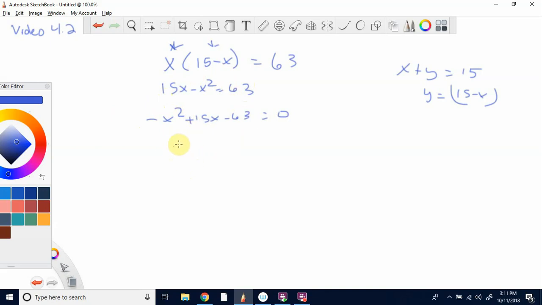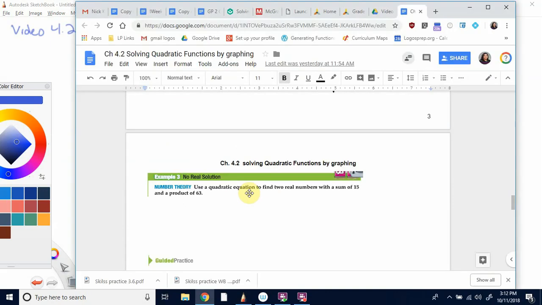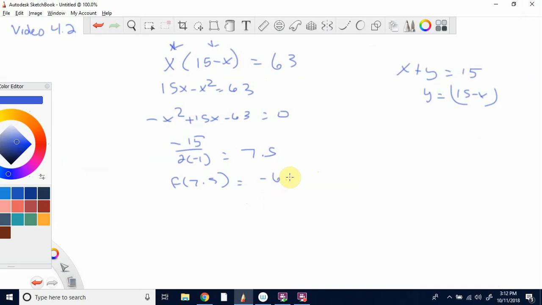So now we need to find the vertex. If we do the negative b over 2a, we're going to get negative 15 over 2 times negative 1, which gives 7.5. And when we do f of 7.5, I believe it was negative 6.67 is what we get. Yes. Okay, so this is our vertex, 7.5, comma negative 6.67.